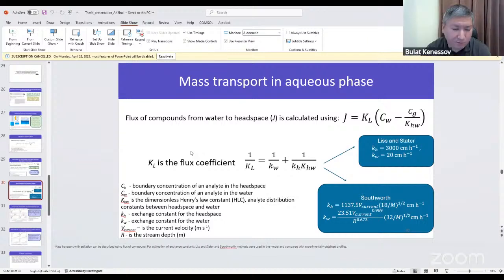Okay, may I have some questions also? Maybe just to clarify some things, I will try to ask shorter questions. What's the physical meaning of the flux in this case? How do you understand flux? Mass transport from water to headspace. Distribution of analytes from water to headspace. It's the mass transfer constant, sorry.